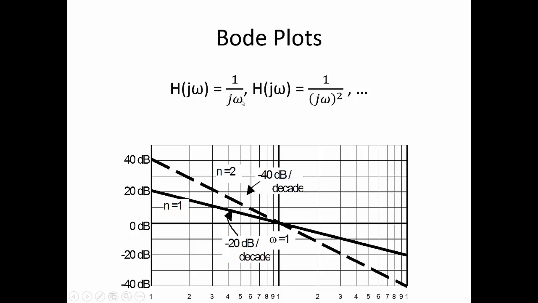If we have 1 over j omega, so this is an order 1 polynomial, our n is 1, and we will have a slope of our line at minus 20 dB per decade. If we have j omega squared, then n is 2, and we have a slope of negative 40 dB per decade. For every order, we get 20 dB per decade. When we have just the j omega form, we have a straight line and no corner points. And you really need to focus that at omega is 1, we go through 0 dB.